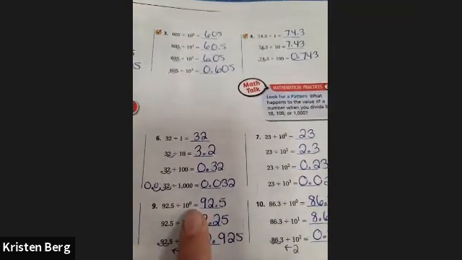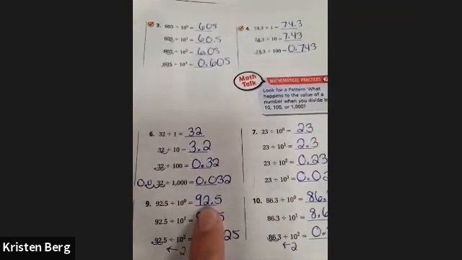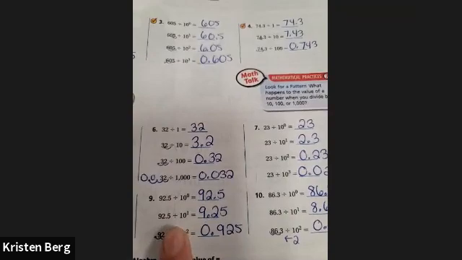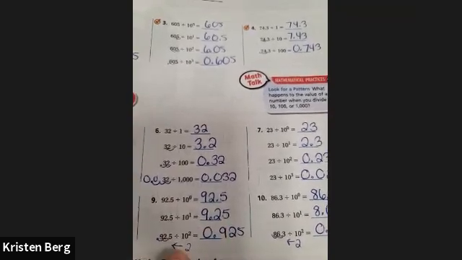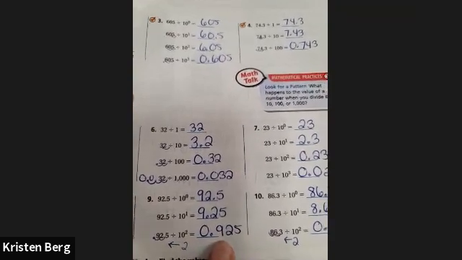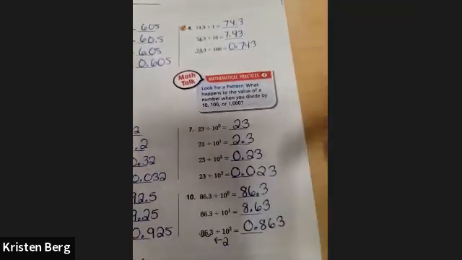Here, you should have moved it nowhere, so it would have remained here. Moved it in once, so then it would have been 9 and 25/100, and then you would be moving this in twice, which would be 925 thousandths.